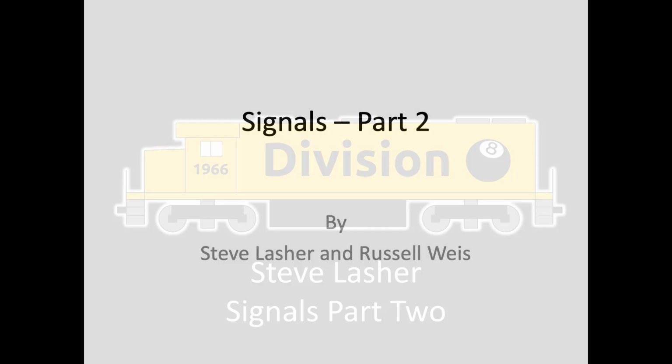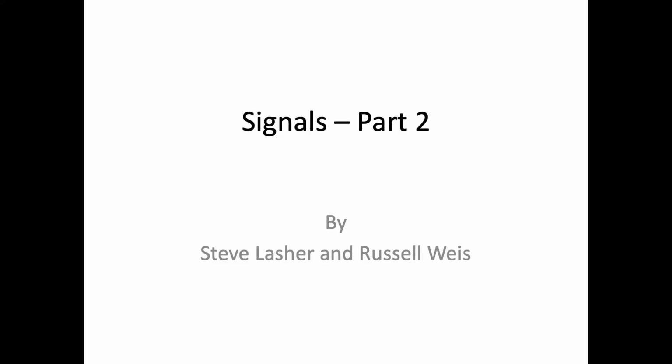Well, this is part two. I'm going to talk about some variations on automatic block signal systems and control systems. Part three is going to be about controlled signals, interlockings, and their close cousins, centralized traffic control systems. And there are some variations on all of those. And then the final part, we're going to try to tie this all together about how it pertains to your modeling and some things that you can do to make your modeling of a signal system more authentic. And that will be the last part of it.